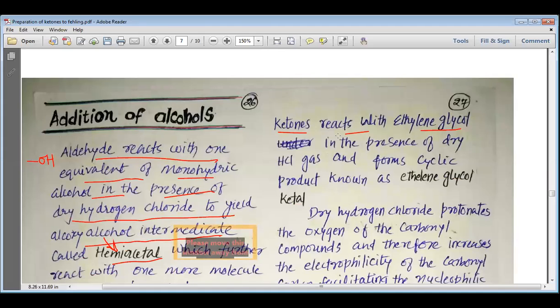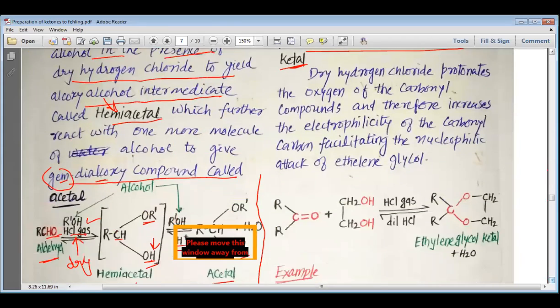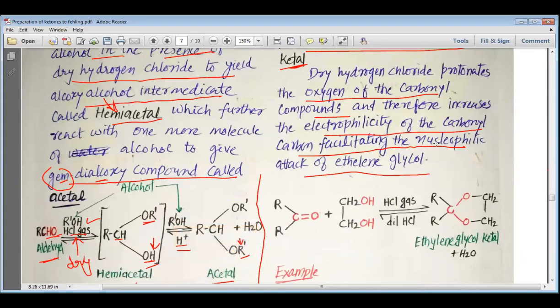Ketone reacts with ethylene glycol in the presence of dry HCl gas and forms a cyclic product known as the ethylene glycol ketal. So let us see how this ethylene glycol ketal really works. Dry hydrogen chloride protonates the oxygen of the carbonyl compound and therefore increases the electrophilicity of the carbonyl carbon, facilitating the nucleophilic attack of the ethylene glycol.